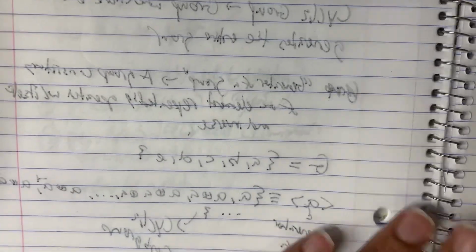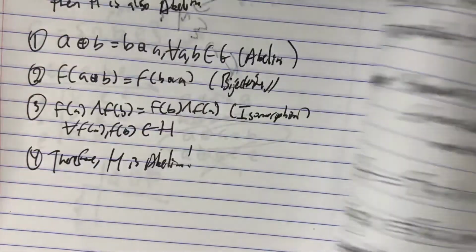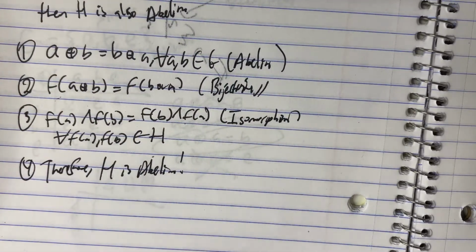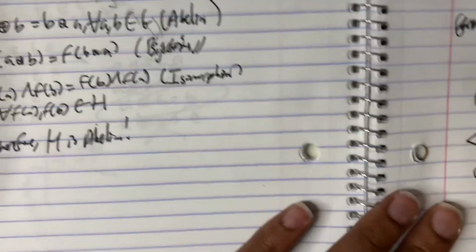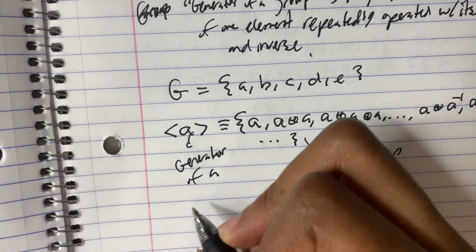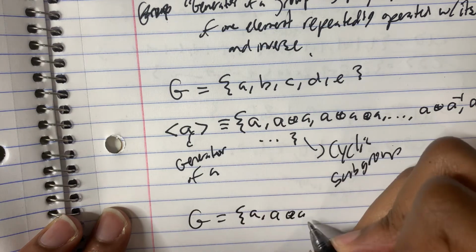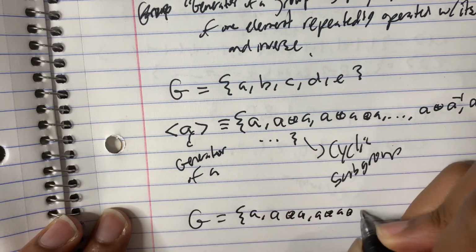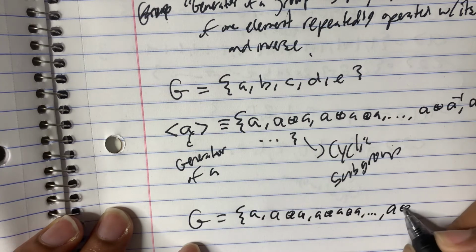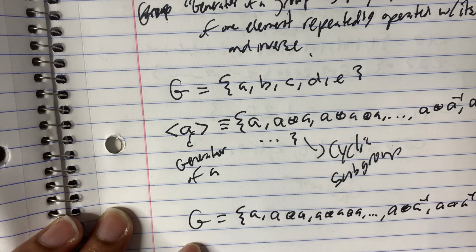So now we know what cyclic groups are. Let's actually prove that if one group is cyclic, the other group has to be cyclic as well, if it is isomorphic to the first group. So let's prove that. Okay, first of all, we note that G is just A operated with A operated with A, and so on, and then A operated with the inverse of A, operated with the inverse of A, operated with the inverse of A, and so on.